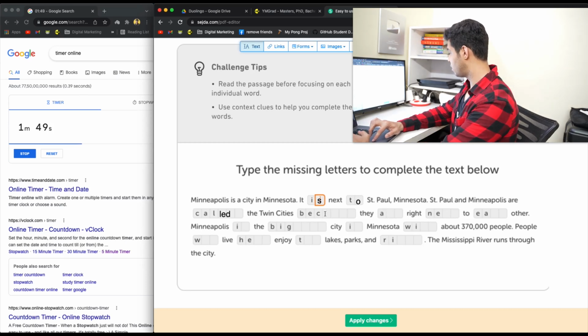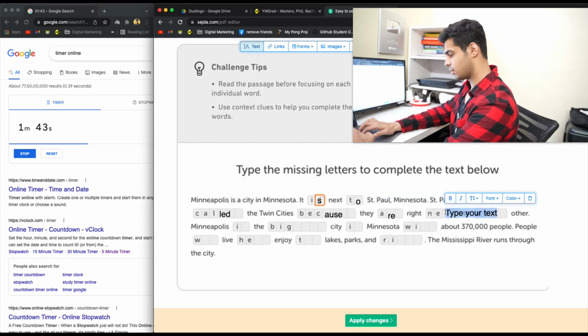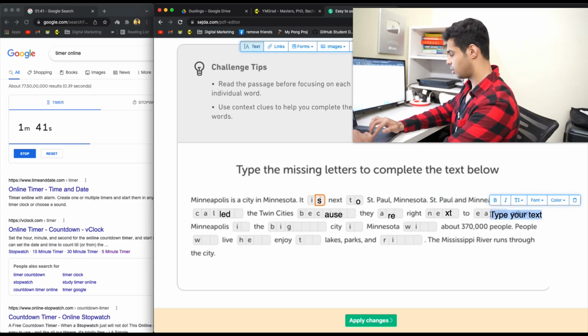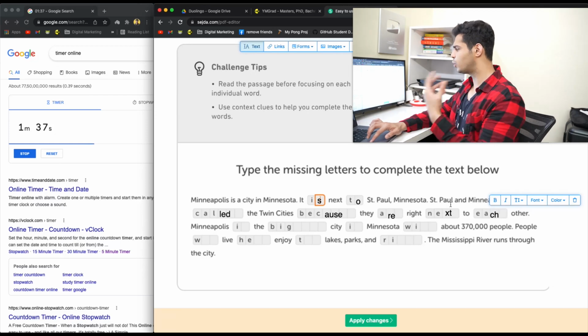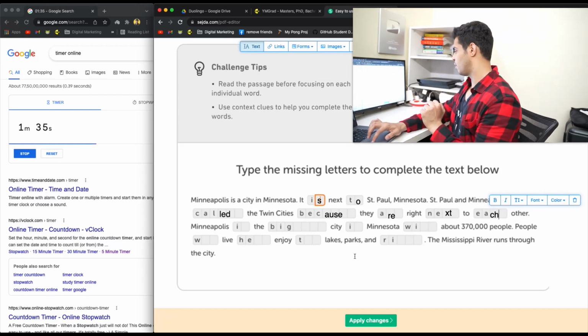Okay, because you can see the words are really, really simple. Right next to each other, right? Each other. I mean, it's simple to say. They're called Twin Cities because they're right next to each other.